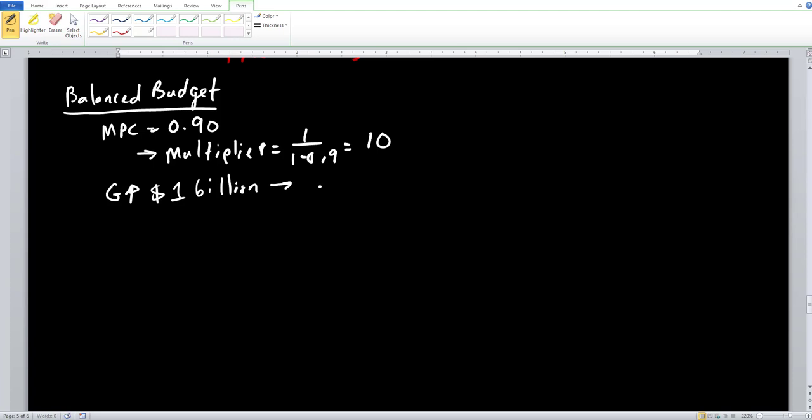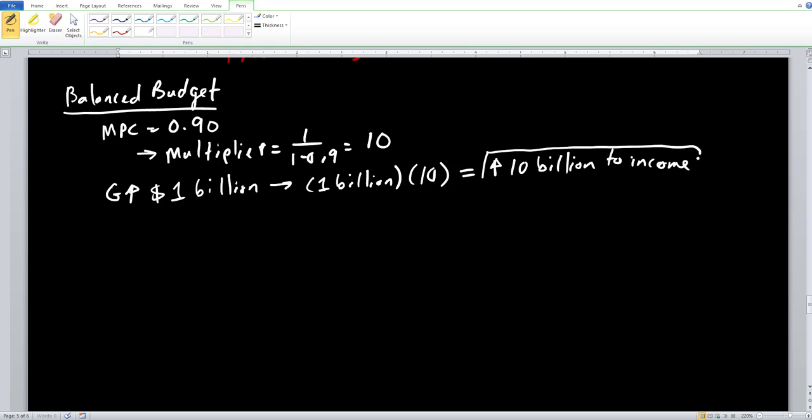So our next step is to take this $1 billion increase in government spending, so 1 billion. We multiply it by our spending multiplier, which is equal to 10. And then our final conclusion that we get from this change is that we have an increase of 10 billion to our income. So equilibrium income increases by $10 billion. And this would be the final answer if government spending were the only thing that were changing.